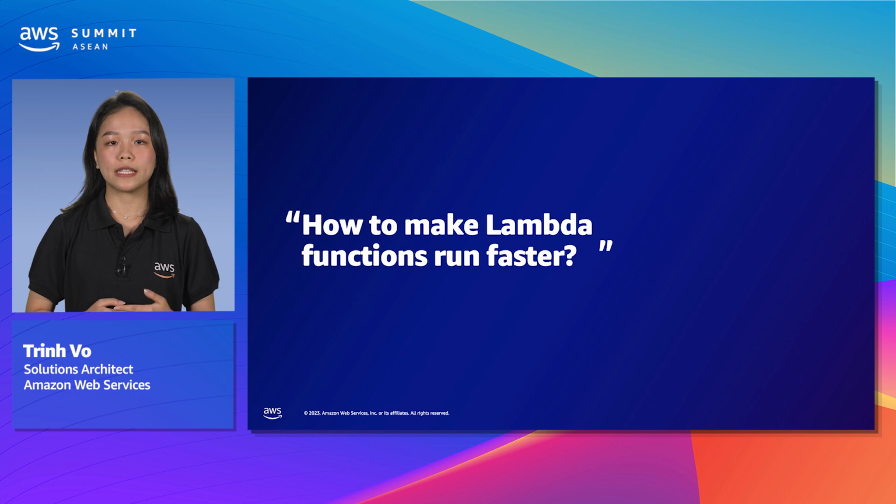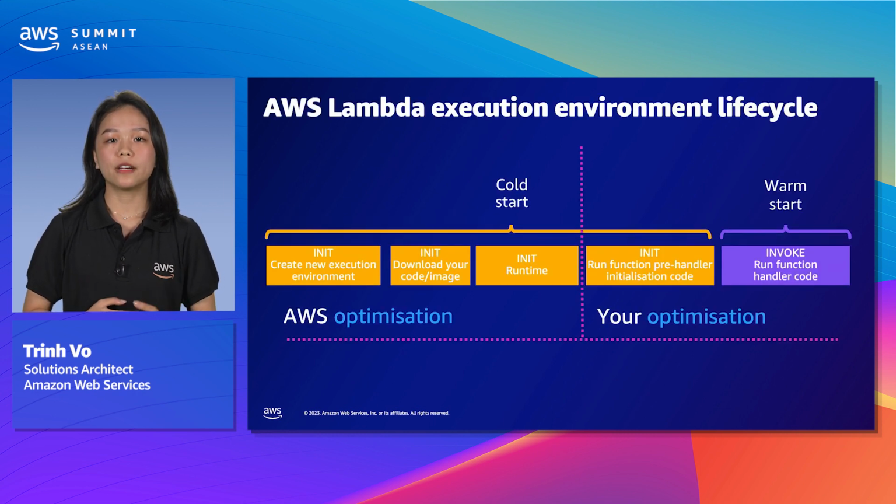So now that we have seen how concurrency and quotas work, we can see that with a faster Lambda function and concurrency, you can optimize your transactions per second. So how do we optimize Lambda functions? Back to the Lambda execution environment lifecycle. With this lifecycle, AWS can optimize the part of running the service, and you can optimize your code.